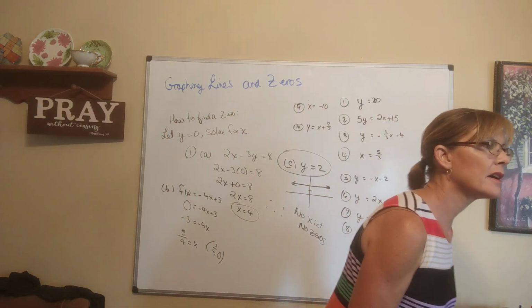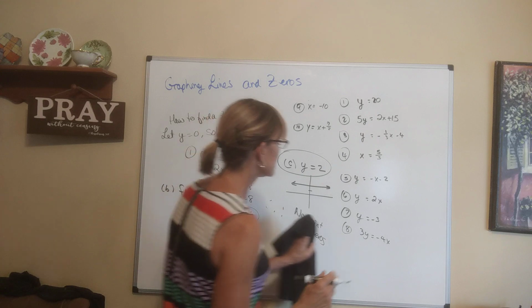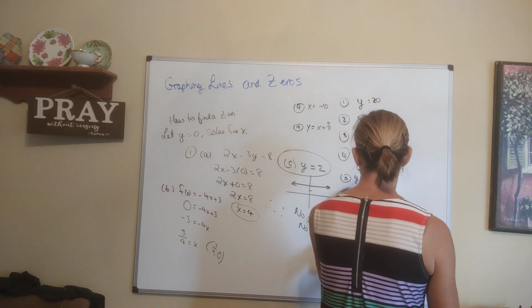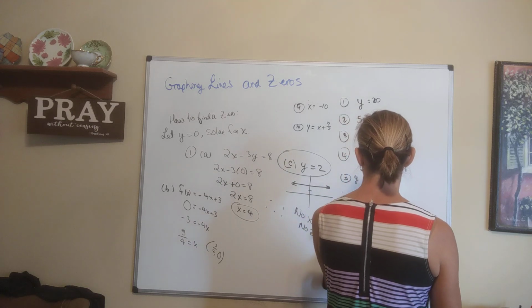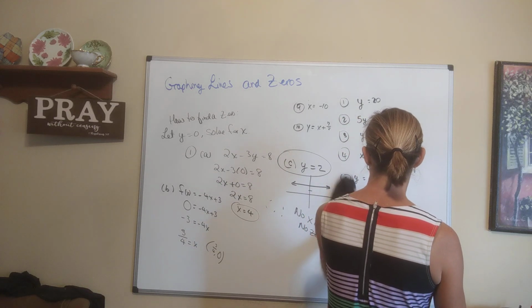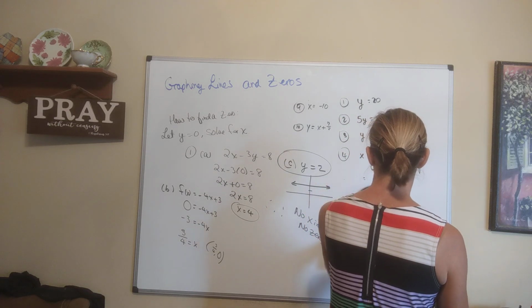What about D? X is equal to 5. Okay? Where is this? Now, this is not a function. So usually they don't use zero talk when they don't give you a function. But let's just say, where is it touching the x-axis? Let's figure this one out. X equals 5. Where is that going to be?